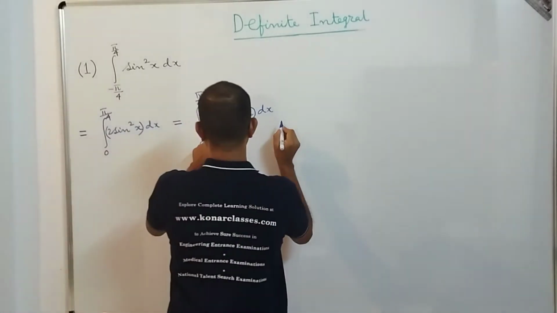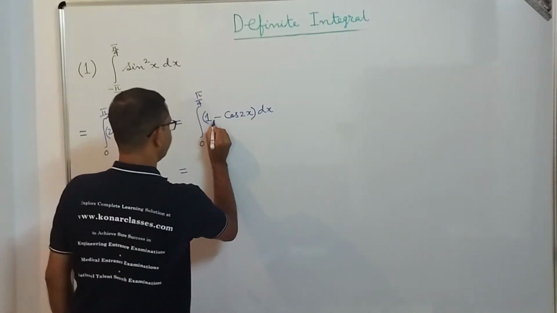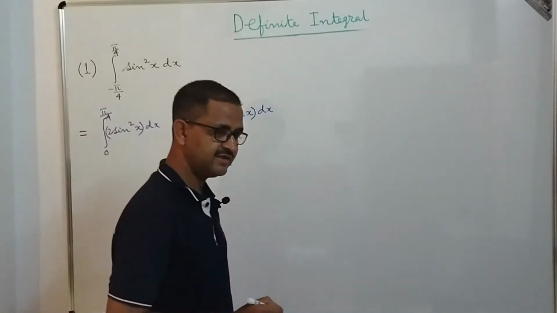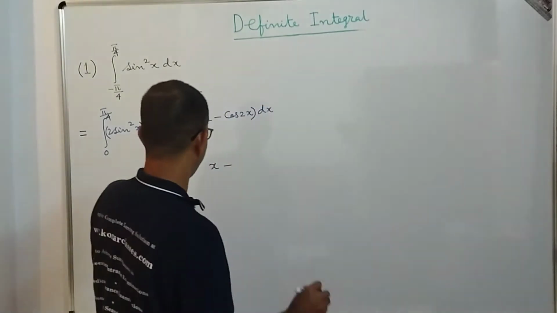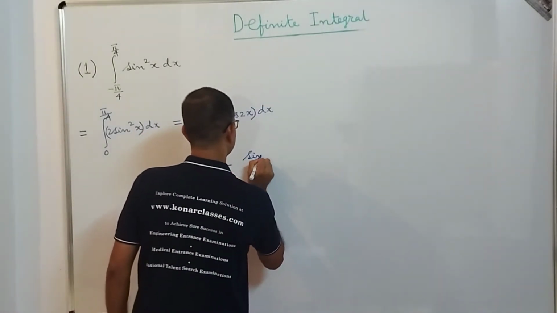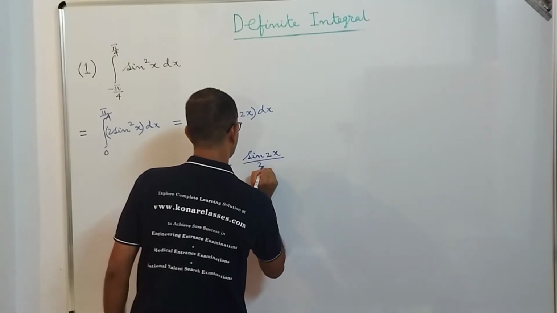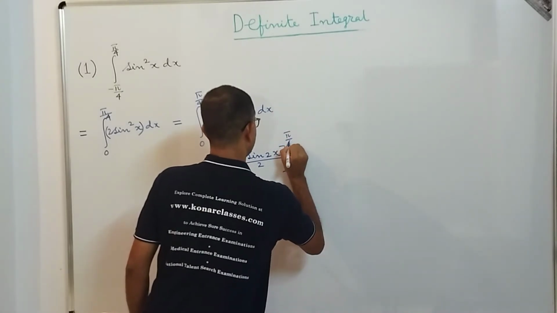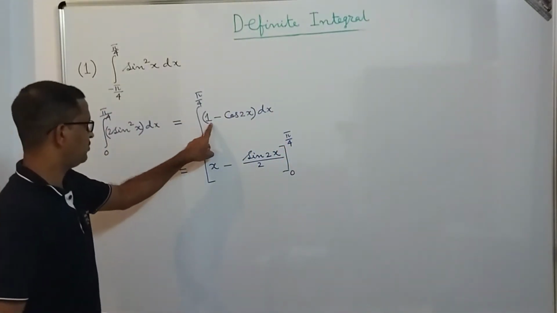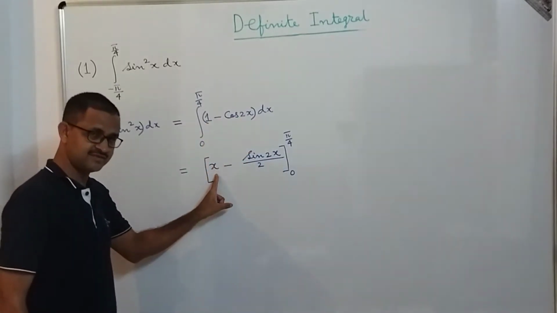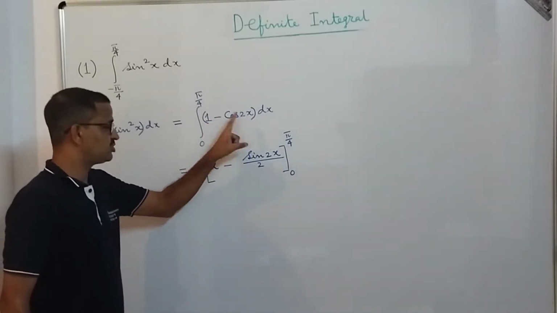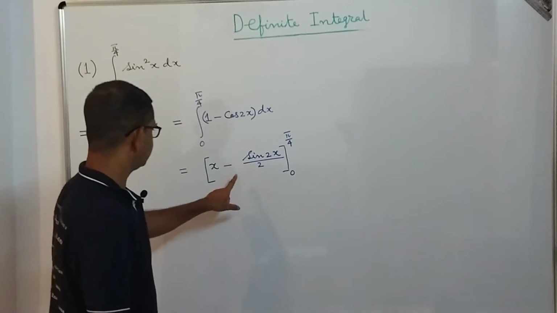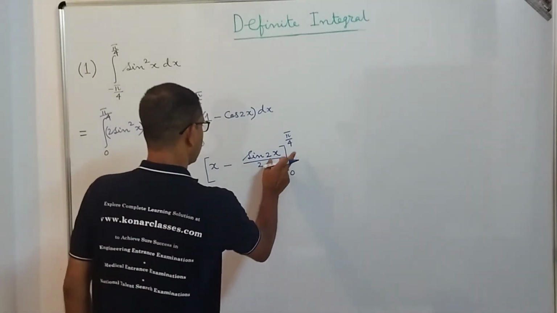Now this is equal to the integration of dx, that means x, and the integration of cos 2x dx, which is sin 2x by 2. So we write x minus sin 2x divided by 2, from 0 to pi by 4. I repeat once more: the integration of 1 dx is x, minus the integration of cos 2x, which is sin 2x divided by 2. The lower limit is 0, the upper limit is pi by 4.